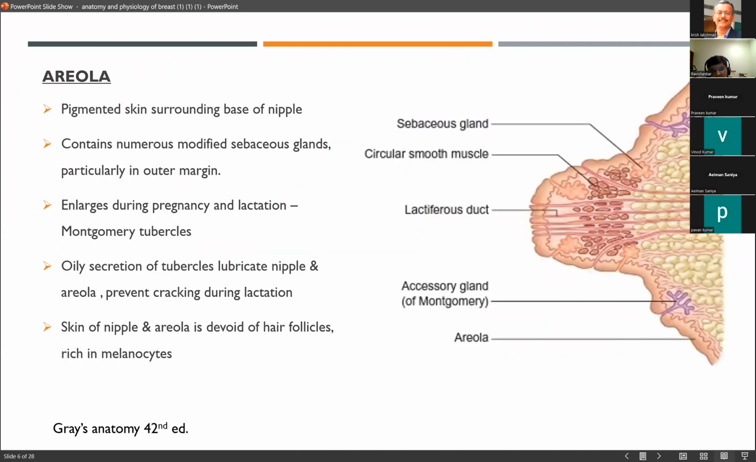The pigmented skin surrounding the base of nipple is known as areola, and it contains numerous modified sebaceous glands, particularly in the outer margin. It enlarges during the pregnancy and lactation, and it is known as Montgomery tubercles. It secretes oily secretions which lubricate the nipple and areola, and it prevents cracking during the lactation. The skin of nipple and areola is devoid of hair follicles, but it is rich in melanocytes.